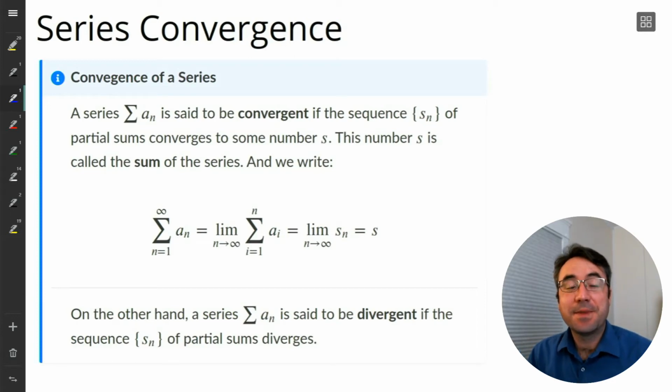All right, welcome everyone. Today we're going to keep talking about series, and specifically we're going to look at the definition for what it means when a series is convergent. And here it is. Here's our definition. So let's read through it.